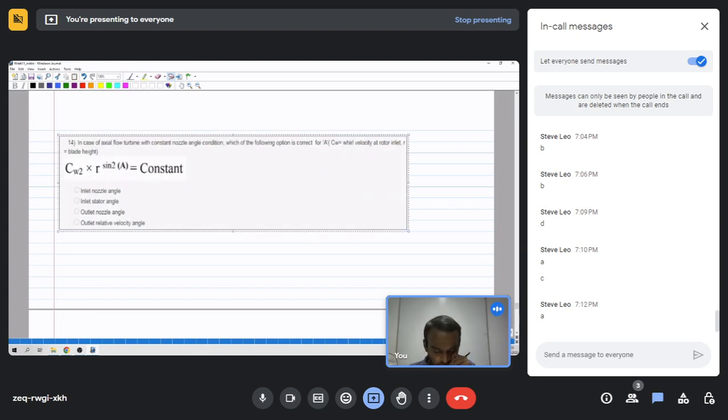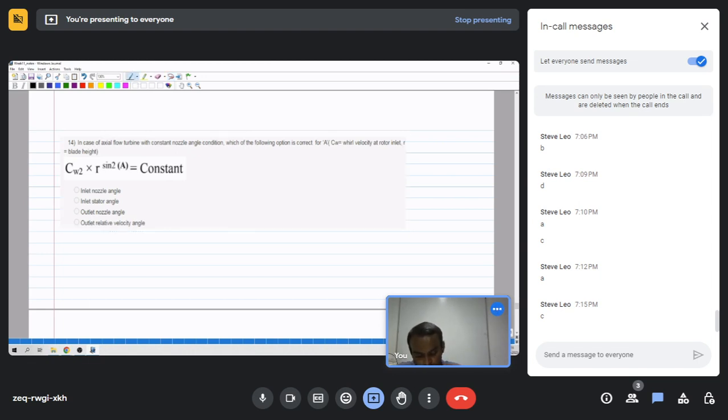In case of an axial flow turbine with constant nozzle angle condition, which of the following options is correct for A? Yes, outlet nozzle is correct.